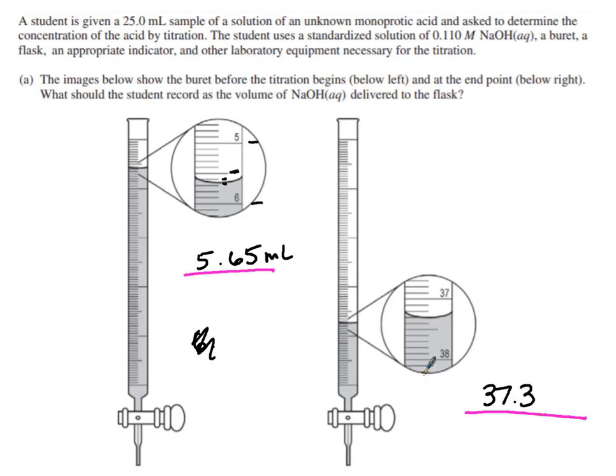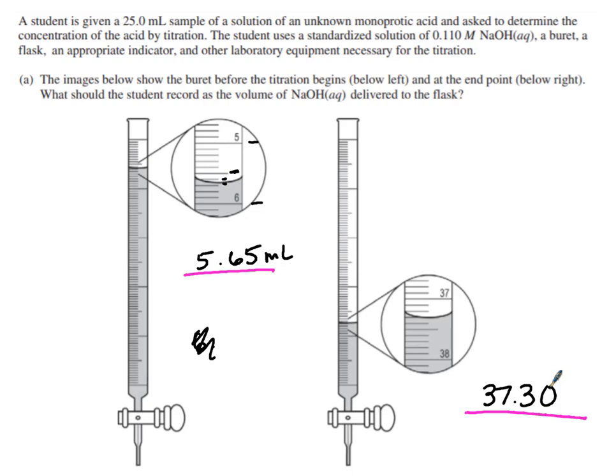But with burettes, you have to guess 1. Just like all instrumentation, it's what you can read accurately plus 1 more for sig figs. Well, I can read what I have written accurately, so I need 1 more. I'm guessing that it's right on the 0.